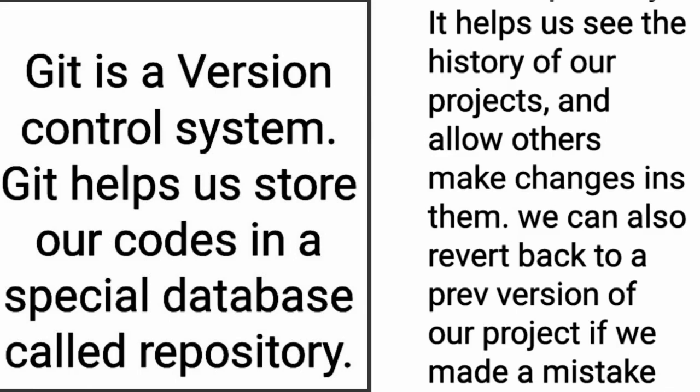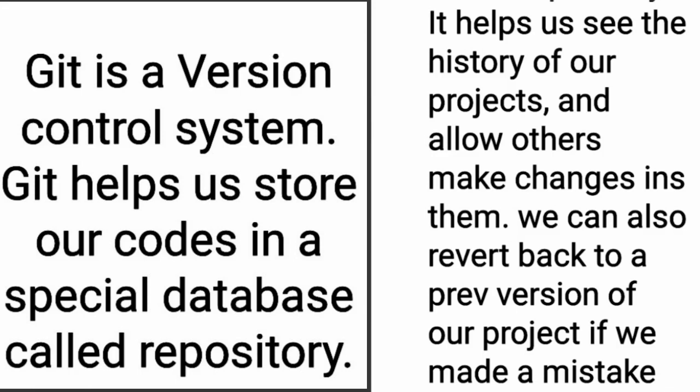But what is a version control system? A version control system records the changes we make to our code over time in a special database called a repository. So with a version control system, we can have access to all our projects and the history of these projects. We can see who made changes, when they made changes, and why they made them. And then if you make a mistake with a version control system, you can easily revert our project back to an earlier state.